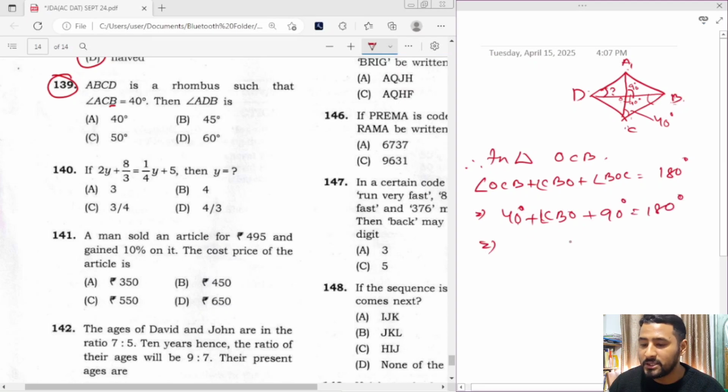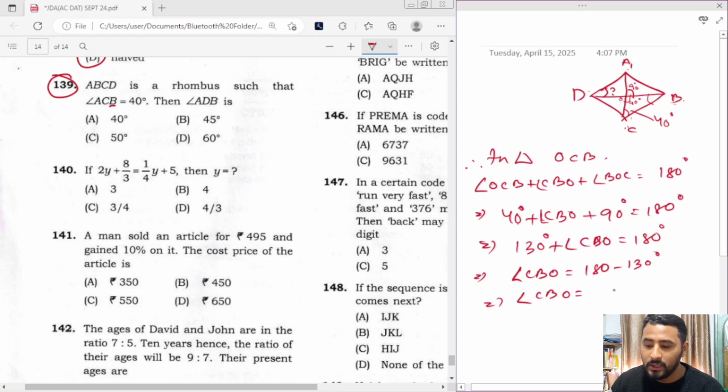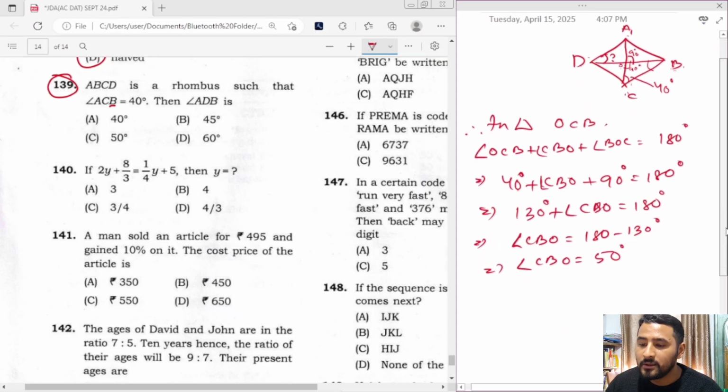Now add 40 plus 90, how much? 130 degrees, plus angle CBO equal to 180 degrees. Now take angle CBO, bring this 130 to the other side, it will be minus 130 degrees. What will be the angle? Angle CBO will be 50 degrees. Clear? Angle CBO is 50 degrees. See, you have got this angle.